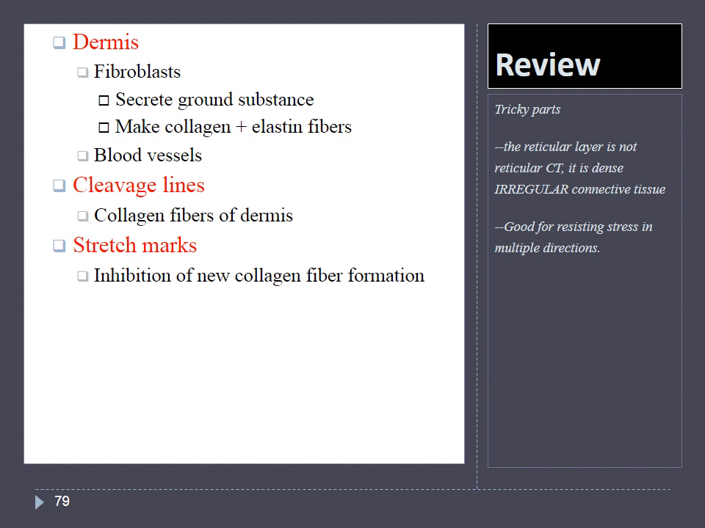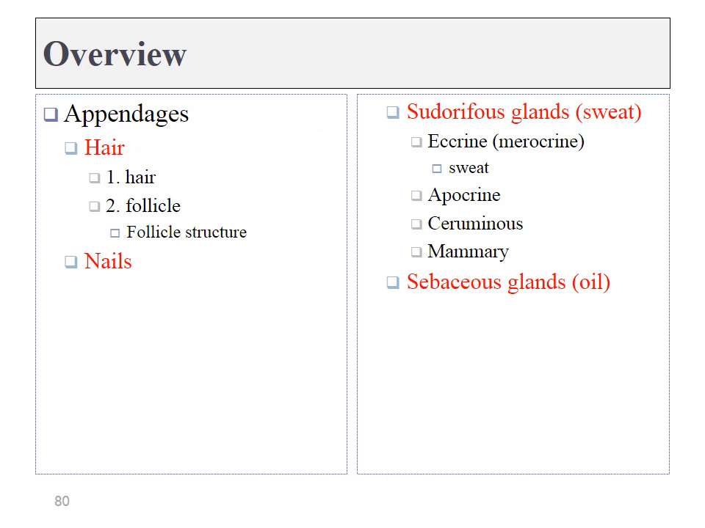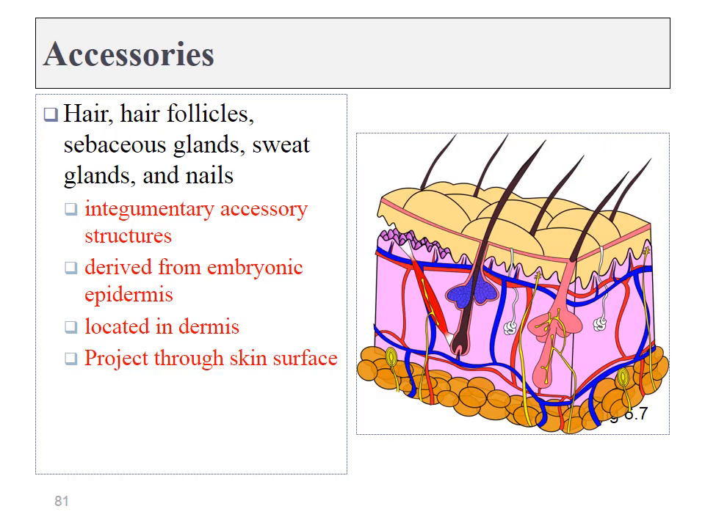So that's the dermis and the connective tissues found there. Next up are the appendages of the skin. These include hair, nails, sweat glands, and sebaceous glands. All of these structures are epithelial in nature, even though most of them originate deep down in the dermis.